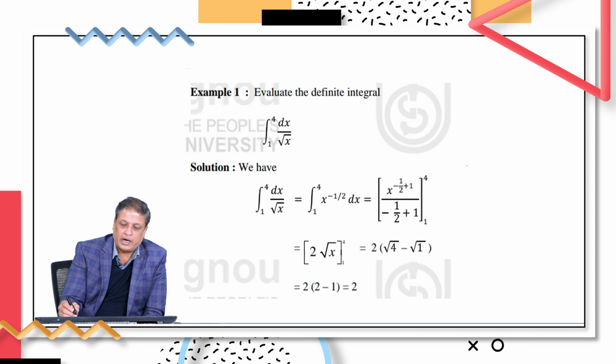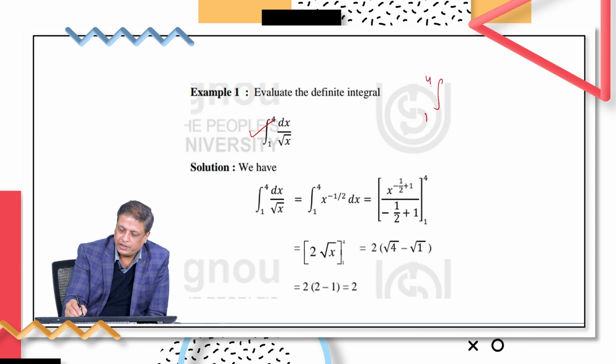Now we try to evaluate some definite integrals. We are given a definite integral from 1 to 4 of dx into square root of x.